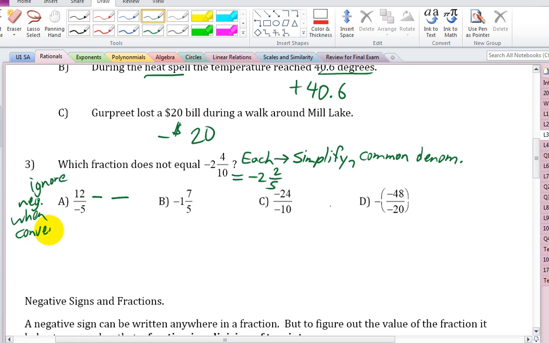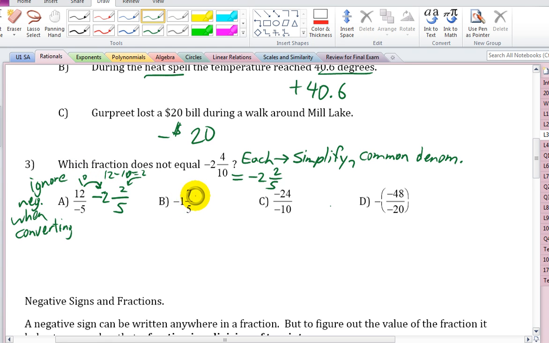Okay, so after I write it up front, I don't want to think about it. The denominator is 5. I can take out 2 groups, which is 10. So 12 minus 10 equals 2. So -2 and 2/5, they're equal. Okay, so you're just reducing this to lowest terms. The negative sign can be written up front or up top, wherever you want.